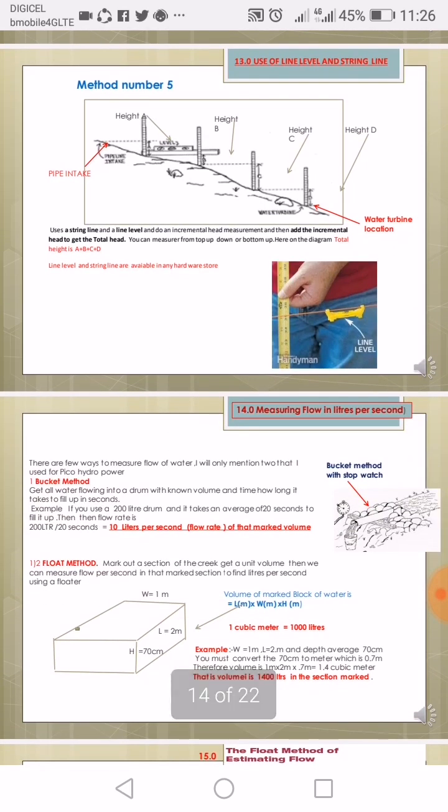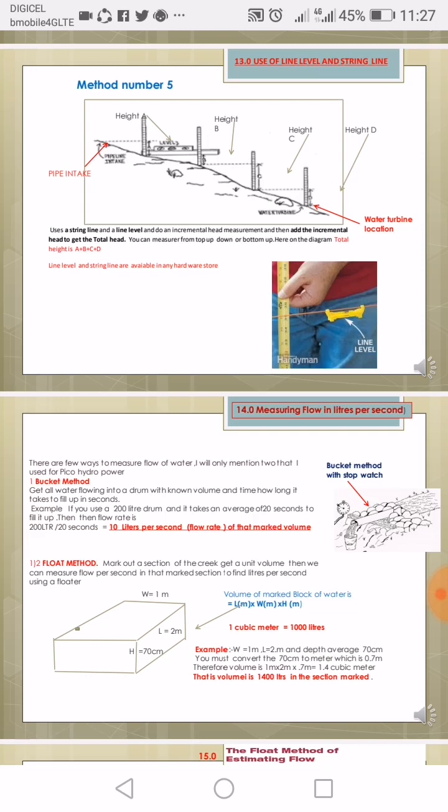This is the next method, method number 5. You use a string line and a line level. You use a line level, the yellow one, and set it up on the line. You put the line level on, start at the pipe intake, bring it to the first point, set it up on the table, and tie the string line. Now you check the line level until it is level. Then you take the height reading, height A.